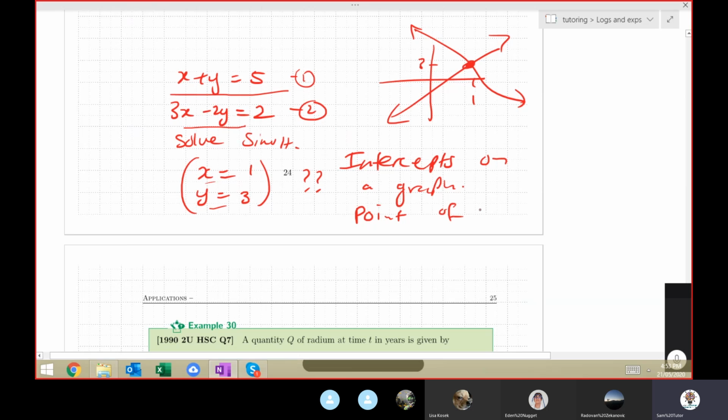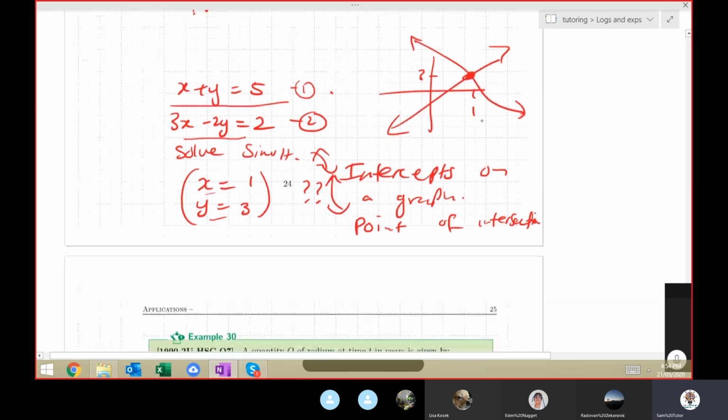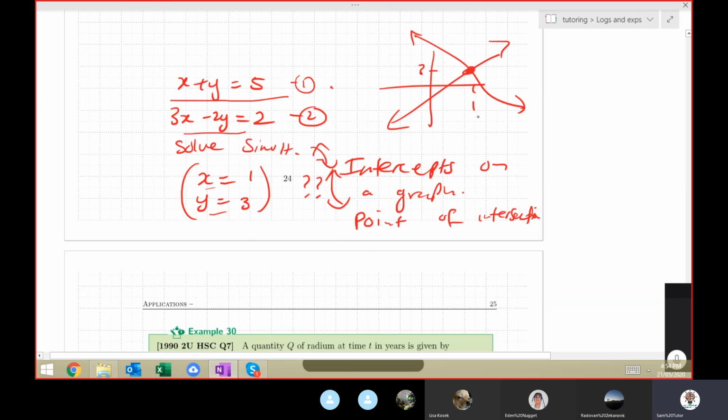That's another word. That all means the same thing. Point of intersection, intercepts on a graph, solving simultaneously. All of them are linked. They're all the same stuff, just done in different ways. This is algebra. This is graphically, of course, point of intersection. So in this case, how many solutions do you have? Only one solution because they only meet one time. I only had one x and one y value, so 1 point, one solution.